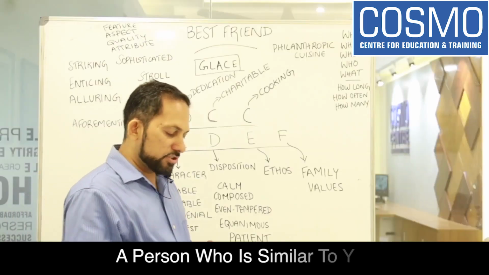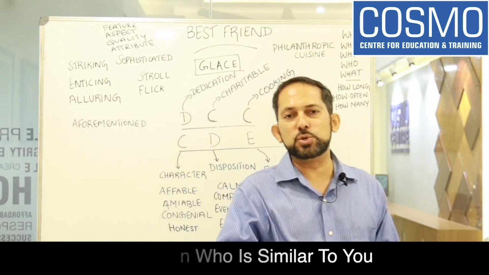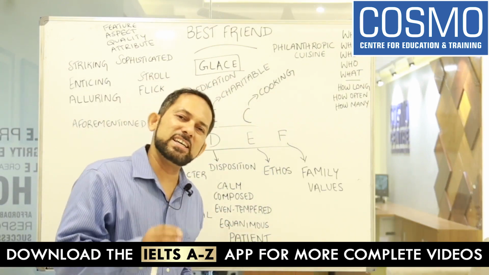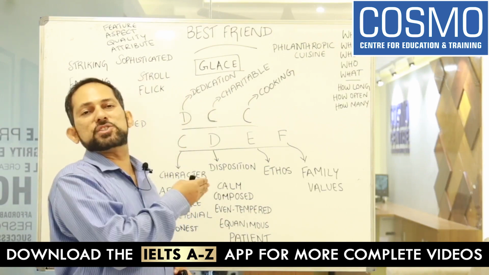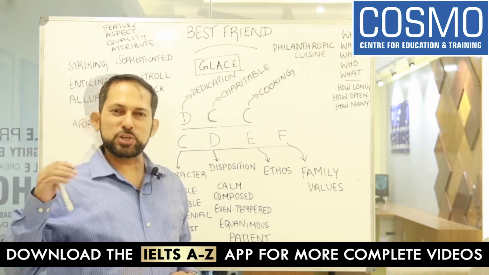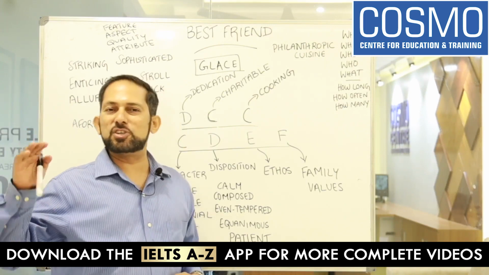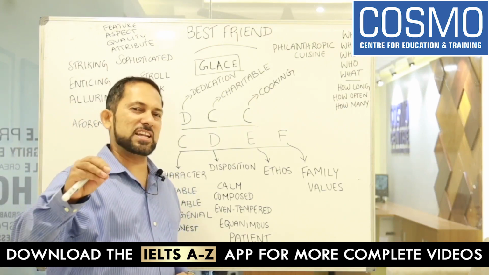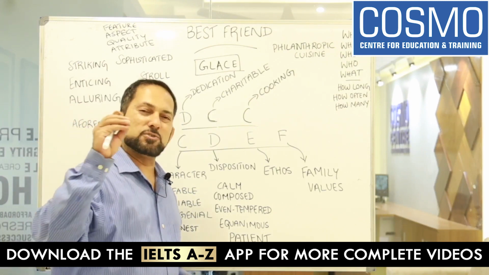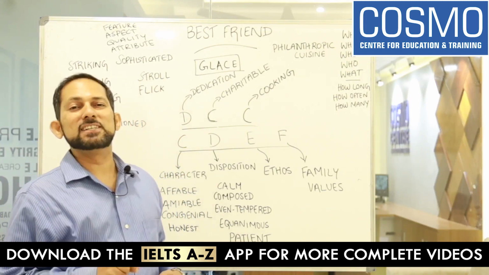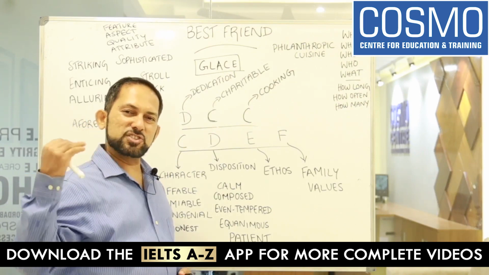Next one. A person who is similar to you. A person who is similar to me is my best friend. Okay, we used to go to the same school, sit in the same bench. We used to spend at least 10 hours in the company of each other. He's much closer to me than anyone else in the family. And so, introduction, second part.